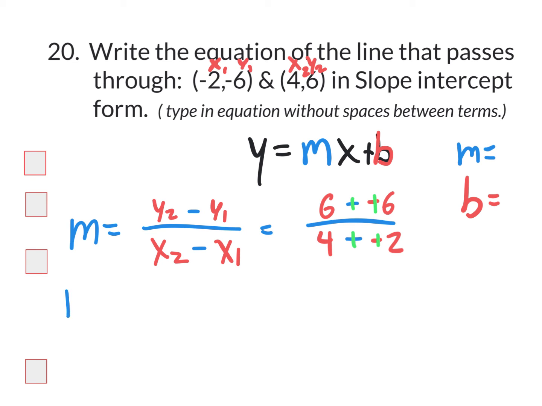So what is our slope? Really, our slope is 6 plus 6 is 12, 4 plus 2 is 6, and 12 divided by 6 is 2. So our slope is 2. So far we have half of what we need. We still need the b value. We already have the slope.